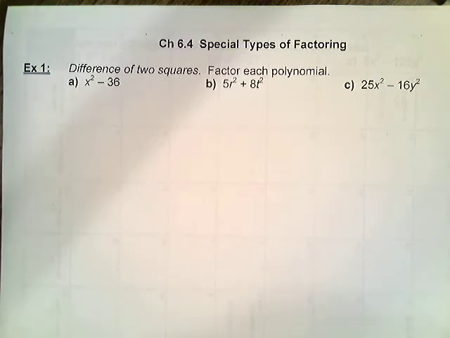Section 6.4 is on special types of factoring. There are two specific patterns that we're going to be going over tonight in this video. It is the difference of squares as well as the sum and difference of two cubes. So first, let's look at the difference of two squares.